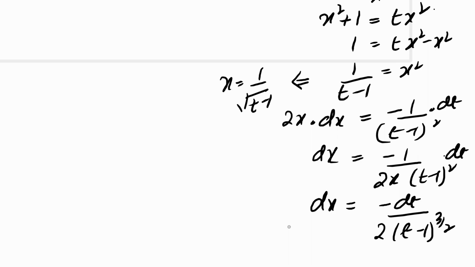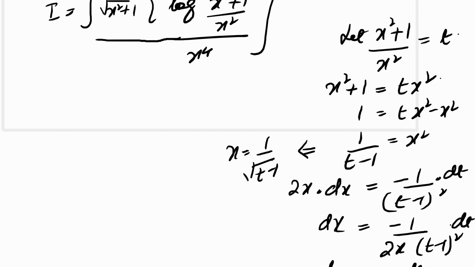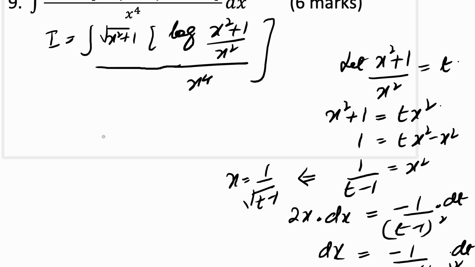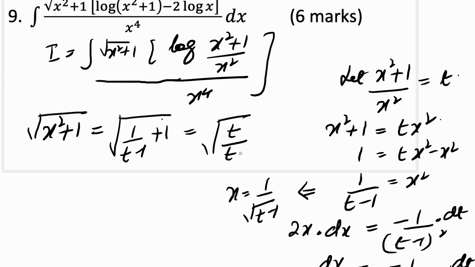Now what can I do? I can simply substitute these values in the function. Let's see what all I have. First thing I have is x square plus 1. Let us see what I can get for under root x square plus 1. If I substitute, I will get under root 1 upon t minus 1 plus 1, and this will be equal to under root t upon t minus 1. We have not yet started on the integration. We are simply simplifying the function.